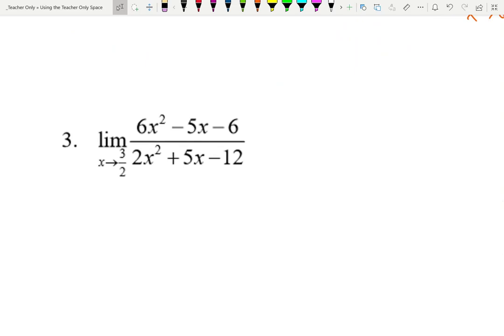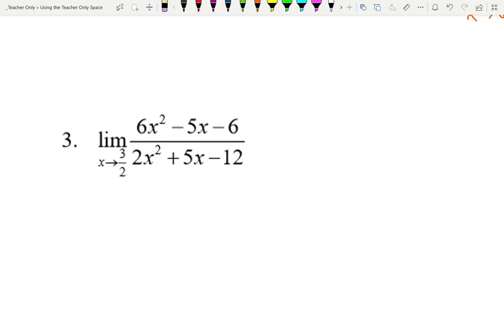This problem's far more similar to the previous work we'd already done, right? So we're going to go ahead and start off by subbing in 3 halves, and of course you can use your calculator to help you verify, right? We're not looking for that you know how to substitute in values. That's college algebra skills. But what we are looking for is that you do check: is this a number over a number or 0 over 0? So I'm hoping when you sub this in, you're going to get 0 over 0.